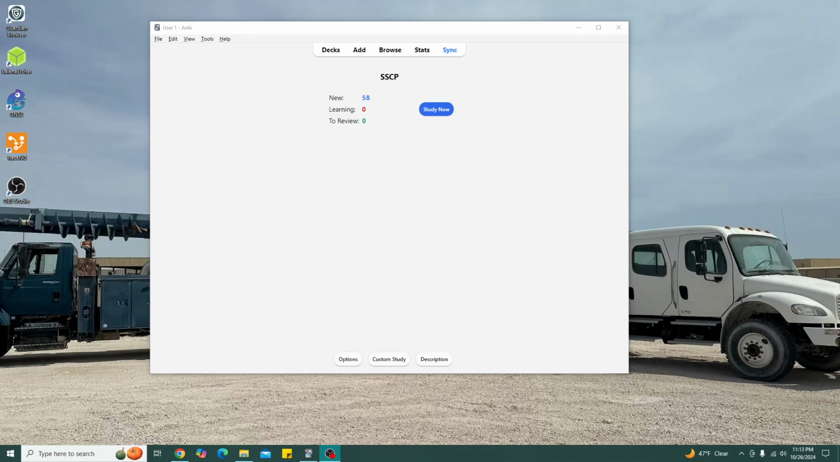DHCP snooping blocks malicious DHCP traffic. Remember to use spanning tree protocol to prevent routing loops. And remember to use BPDU guard to protect against spanning tree protocol attacks. SNMP, talked about that earlier, it automates routine network monitoring and management tasks. Remember that a jump box allows admin connections between different security zones.